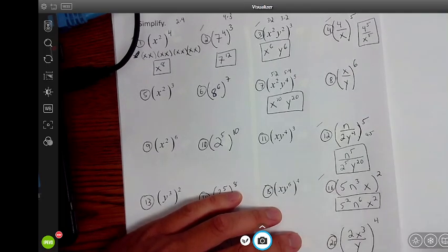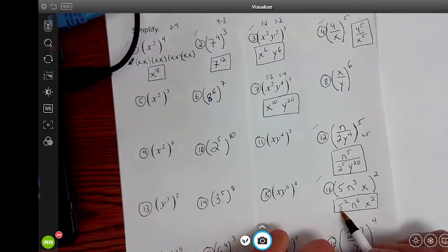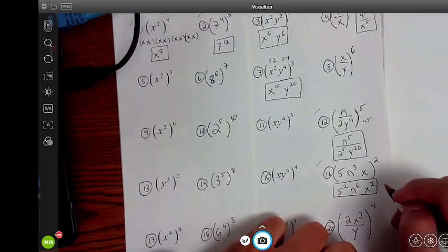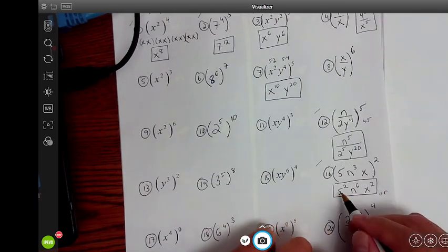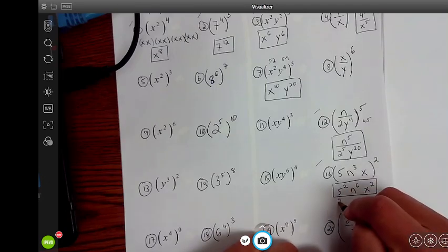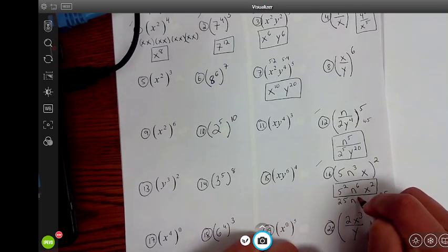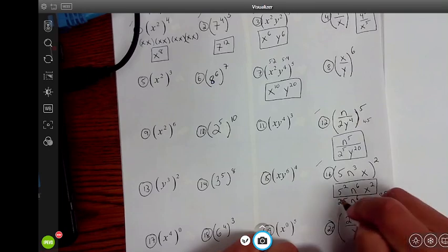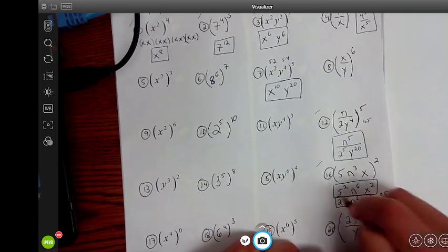And this one, the number here is small enough where you can just go ahead and simplify it. 5 squared, that's 5 times 5. So it's going to be 25 n to the 6 x squared. So you can put either one.